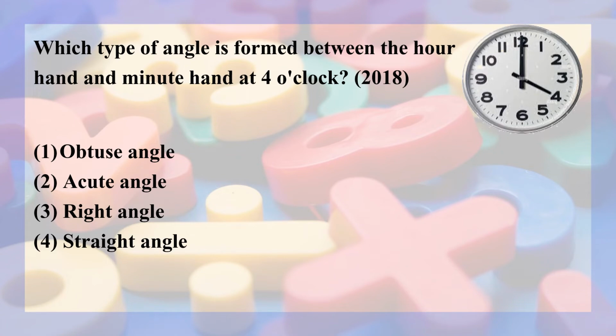Now, this is 4 o'clock. Here you can see the angle between 4 and 12 is more than 90 degrees but less than 180 degrees. So it is an obtuse angle.